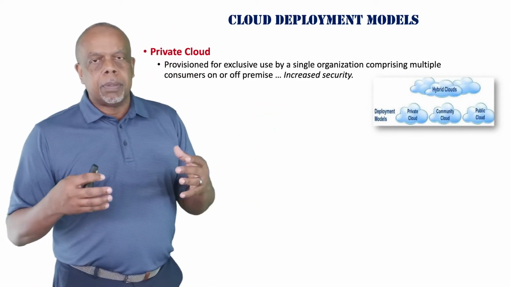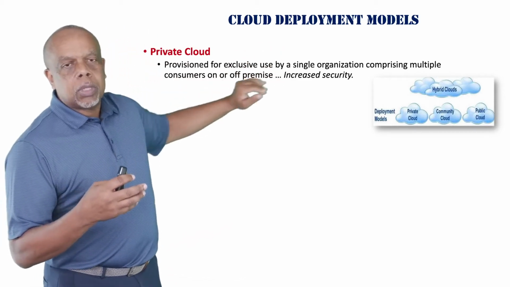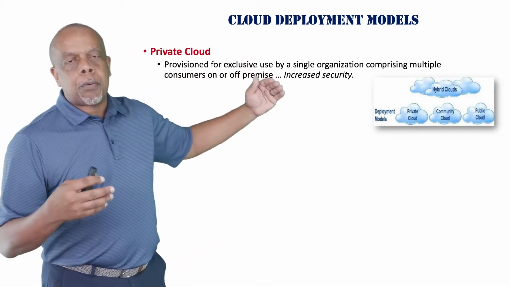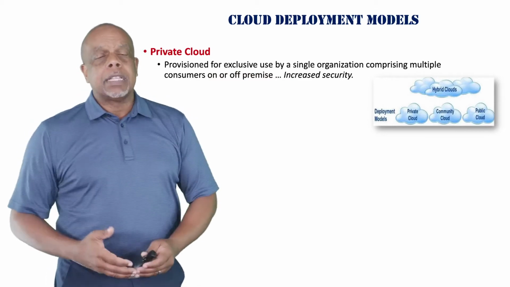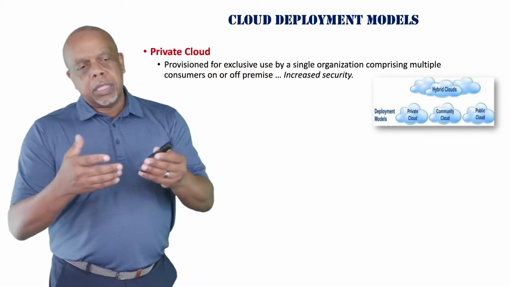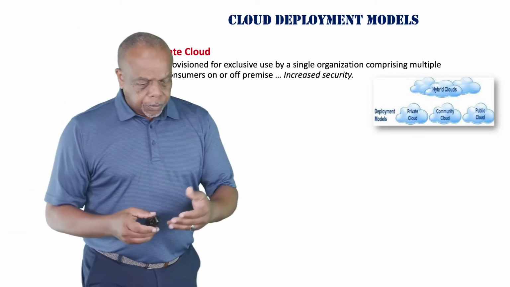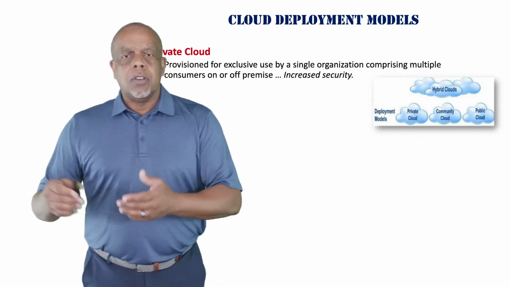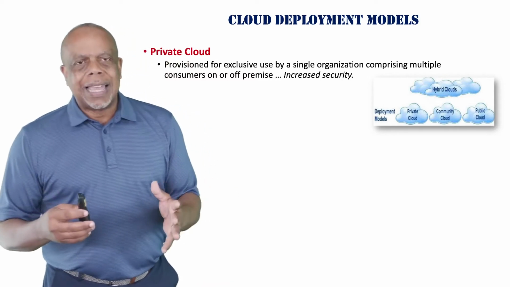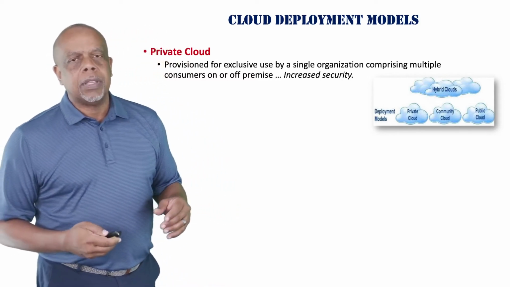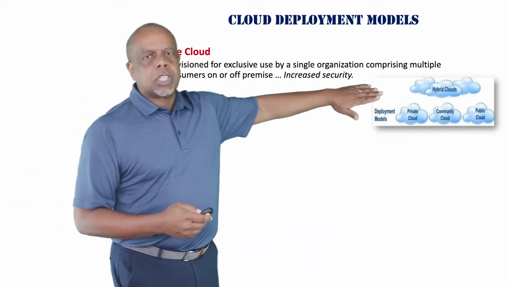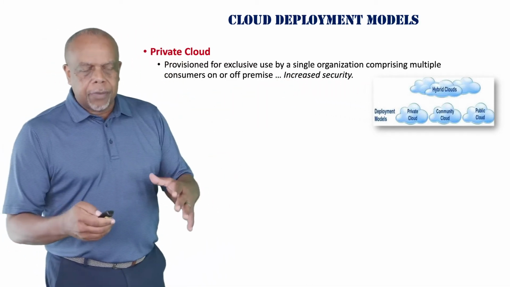It could be multiple customers, on or off premise. Okay, just like I have a private cloud at home, I can get to things on my storage device from the internet. A private cloud is just accessible to the people that I want to have it. So there's increased security, because here again, it's private, it's closed.